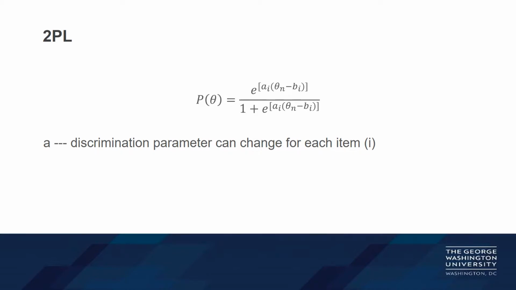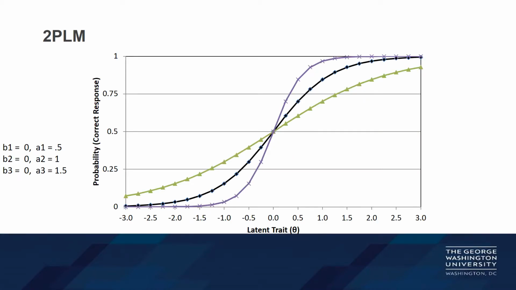Here's our mathematical expression. The difference here from before is that now a can take on different values. a is our discrimination, so we don't have one a set for our whole model. We can have many a values. Here's an example of three items. All of these three items are located at 0. That is, for each of these items, if you had an ability of 0, you'd have a 0.5 chance of getting them correct. But we see they have different slopes. Slope a1 is 0.5, a2 is 1, and a3 is 1.5.